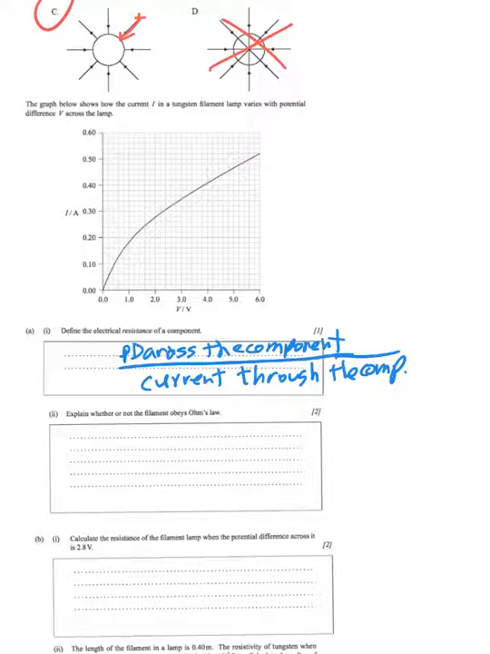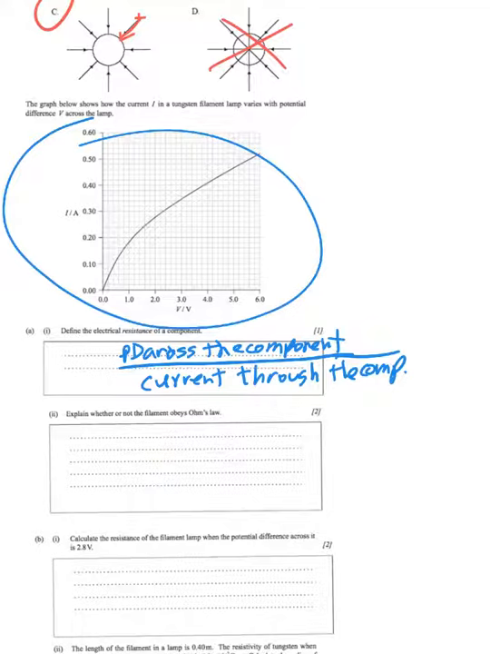All right. Number 2, explain whether or not the filament obeys Ohm's law. I'm not going to write everything here. You should be able to look at the graph and recognize, first we should say, that Ohm's law says that potential difference and current are proportional. That should be your first statement: Ohm's law says potential difference is proportional to current at constant temperature. Remember, that was important, so at constant temperature.